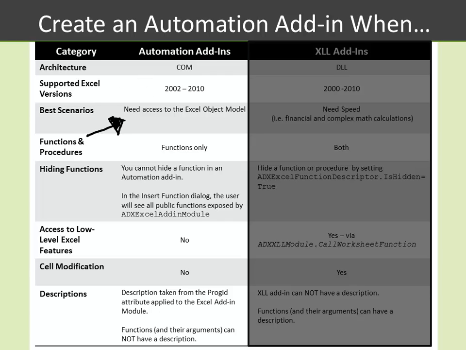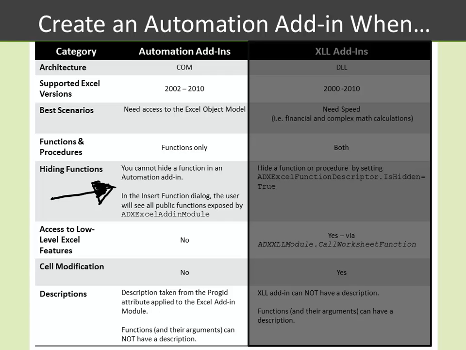Now this architecture, the automation add-in architecture, allows you to have access to the Excel object model. That's one of the best scenarios for using this architecture type. In terms of functions and procedures, you can only use functions, so any method you create or write would need to return values, whereas with the XLL add-in, you can use both functions and procedures.